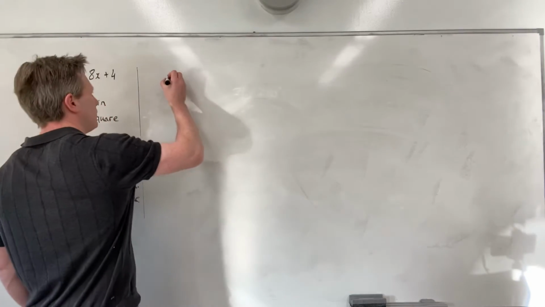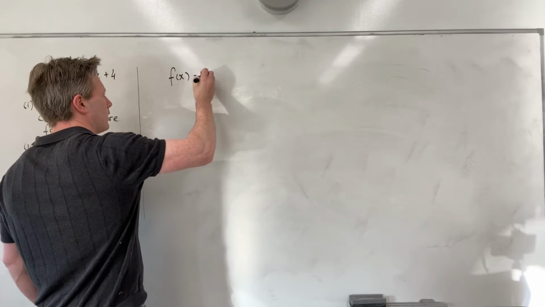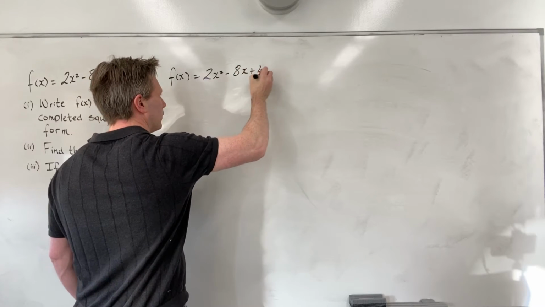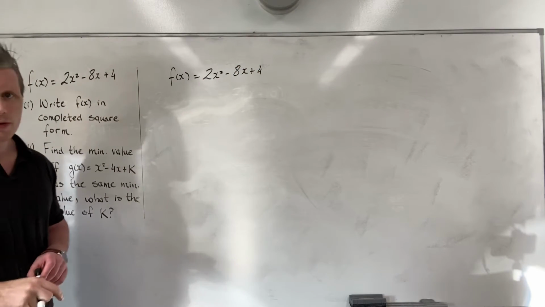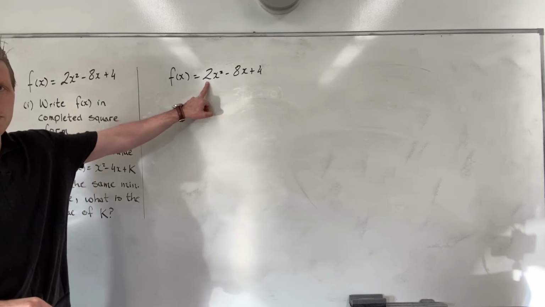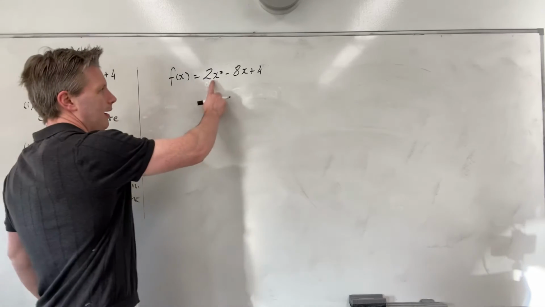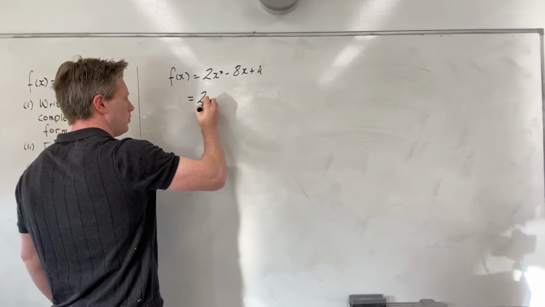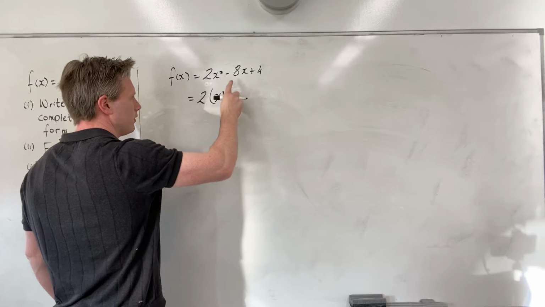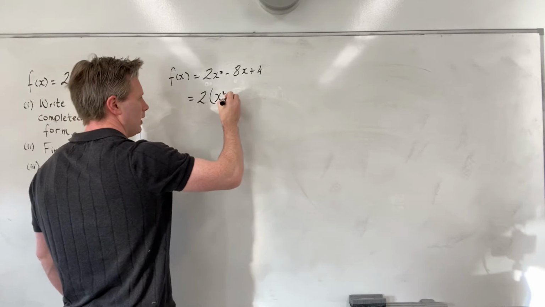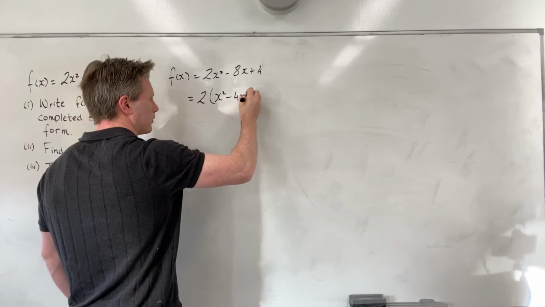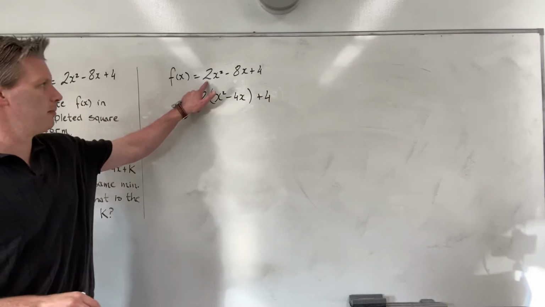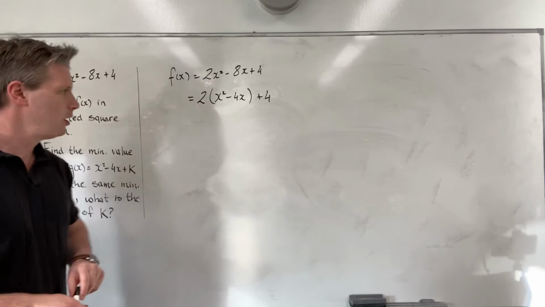So a function is 2x squared minus 8x plus 4. We want to complete the square. In order to do that, the first thing we do is factor out this 2 out of these two terms right here. So this is 2 on x squared. If I factor out a 2 out of negative 8x, I'm left with negative 4x. And now I have plus 4. So I factored out my 2 out of these first two terms.